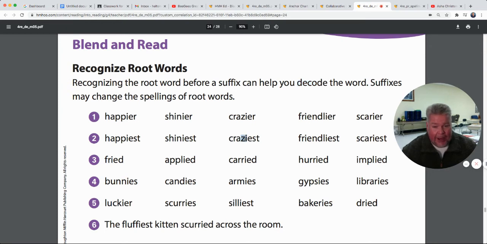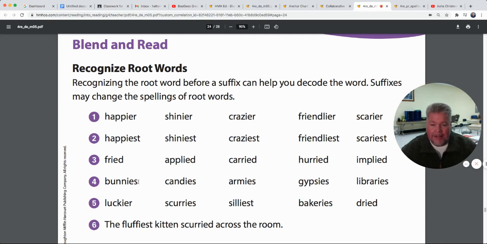Where there would have been a Y, it's dropped the Y, and add the I, and then the rest of the suffix. Friendliest, scariest, scary. Fried, root word fry. Applied, root word apply. Carried would have the root word carry. Hurried would have the root word hurry. Implied would have a root word imply.